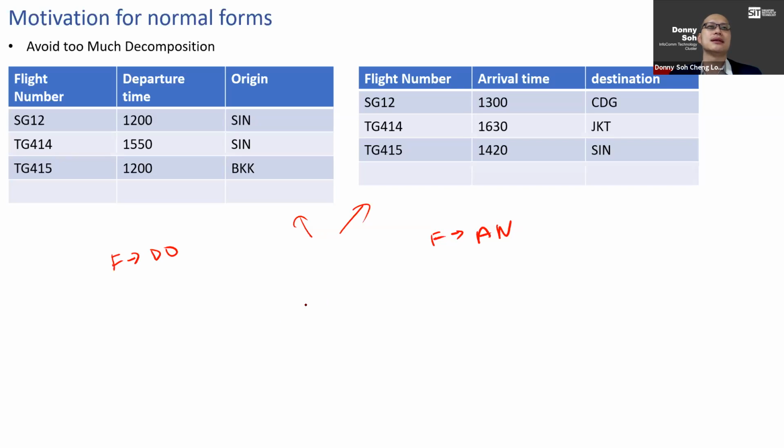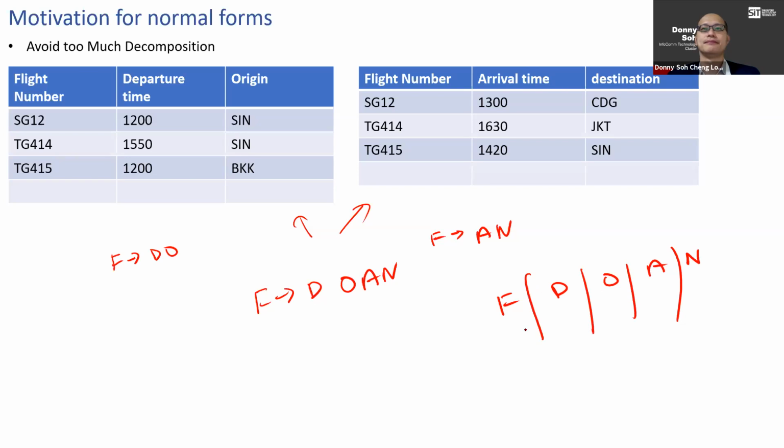So in this case, it's a lot easier to do this, right? Yeah, it probably is a lot easier to just have one big table that has a flight number and departure, origin, arrival, and destination. Easier for you to have that. So this is a too-much-decomposition kind of scenario, something that we want to avoid. Okay.